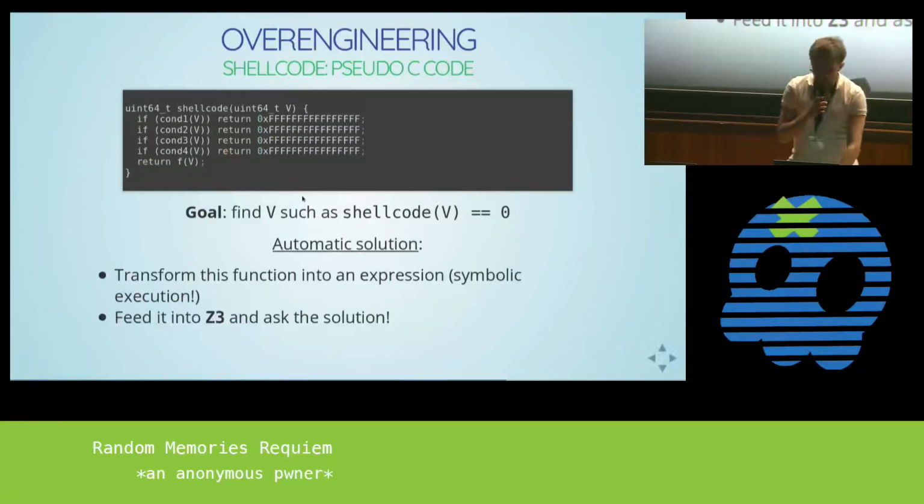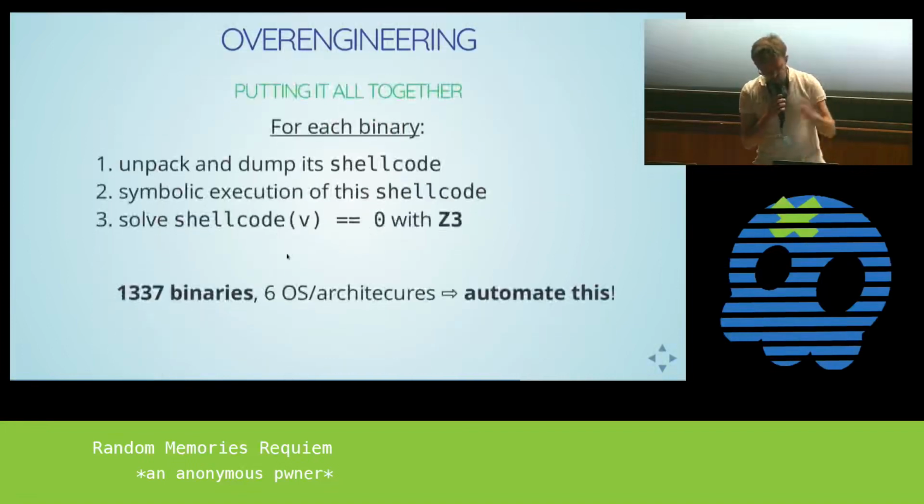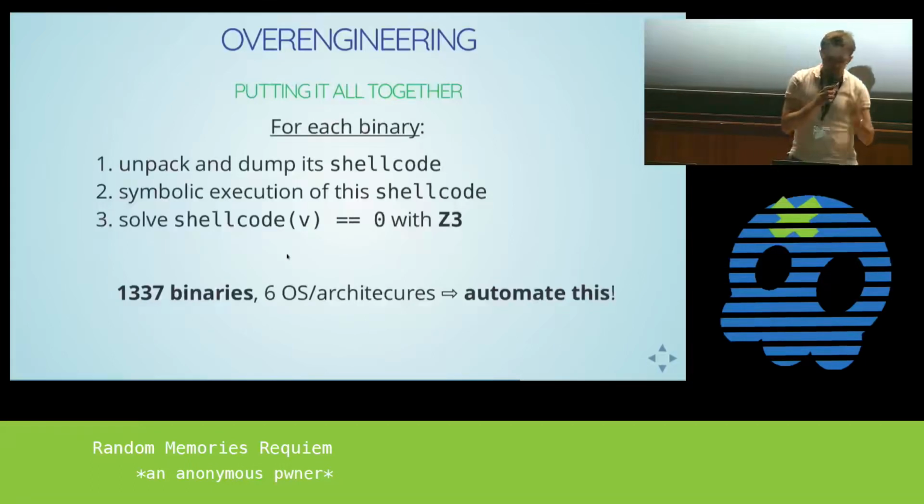And we have to do this automatically because we have hundreds of binaries, so we don't want to do this by hand 100 times. One solution is to transform this into an expression using symbolic execution and use Z3 to solve this for us. So if we put it all together, for each binary we need to unpack it, extract the shellcode, then do the symbolic execution of the shellcode, and then use Z3 to solve this. We've got to do that for 1,000 binaries on 6 different architectures, so we need to automate the whole thing. Or we need 1,000 people to do that, but we don't have 1,000 people.